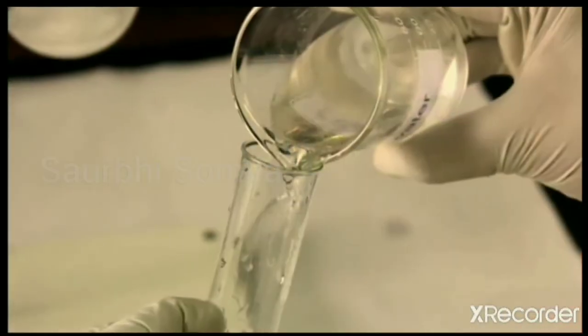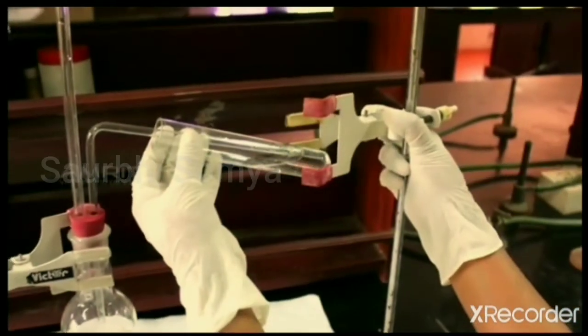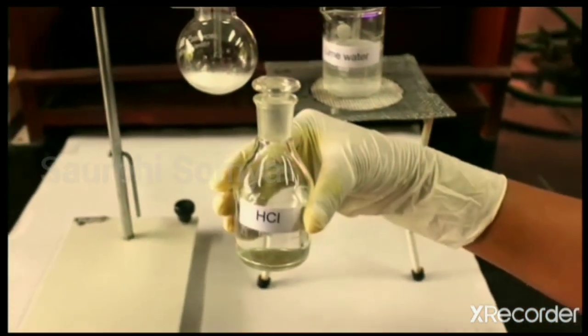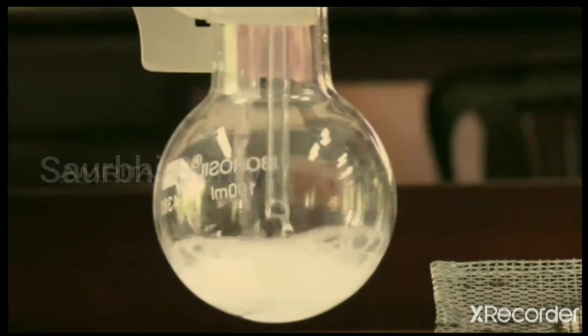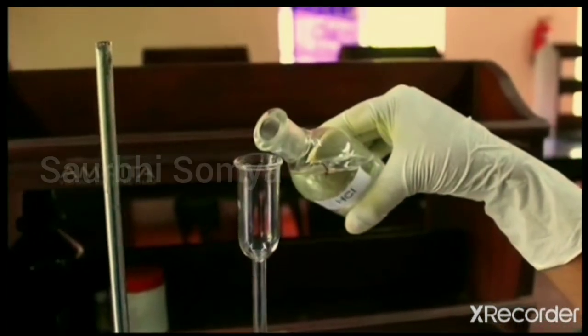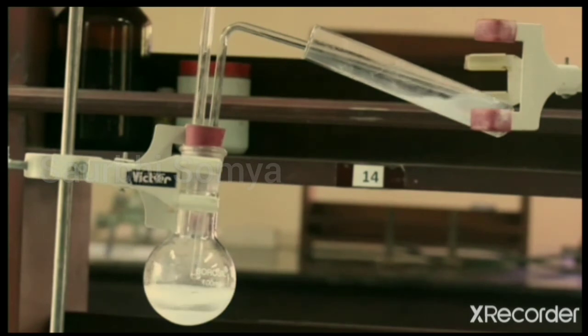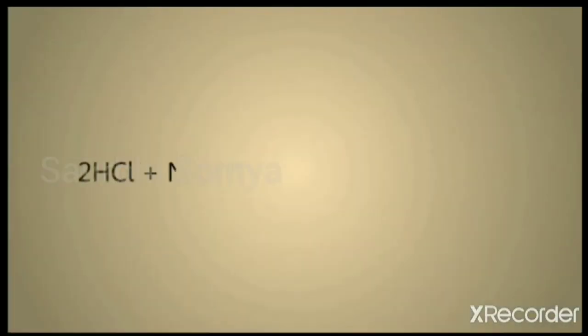Now put some quantity of lime water into the boiling tube and clamp it to another stand. Then add HCl to the sodium carbonate solution in the flask using the distal funnel. You can see that gas evolves and passes through the lime water and turns it milky. Here, due to the action of HCl on sodium carbonate, carbon dioxide is formed, which turns lime water milky.